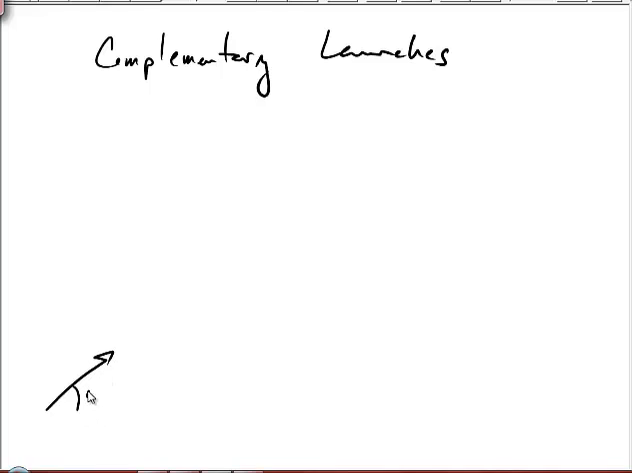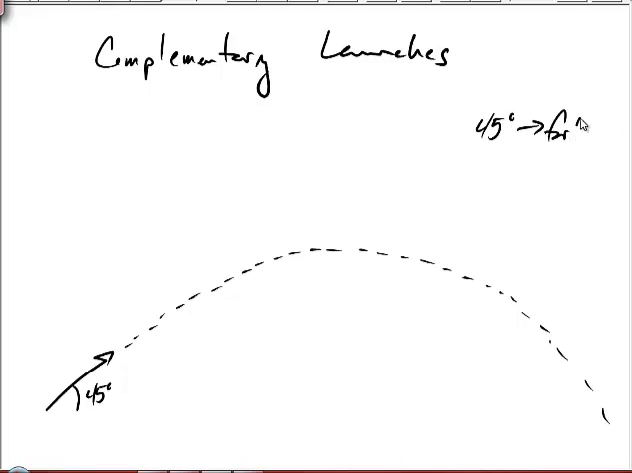The other major thing we want to talk about is complementary launches. Let's start with the 45-degree launch. Half a 90. What's special about 45? Any thoughts about that? It's going to go far or not far? That's going to go pretty far. Actually, 45 degrees goes farthest.